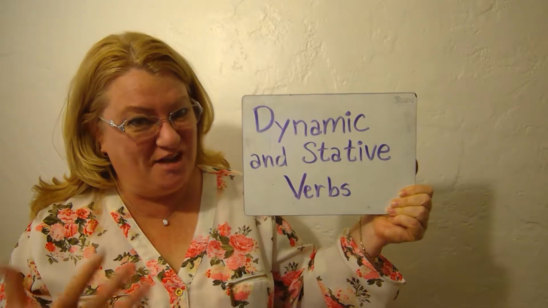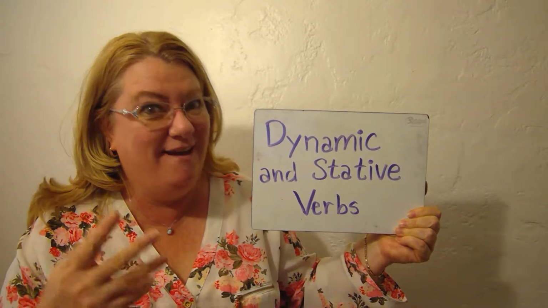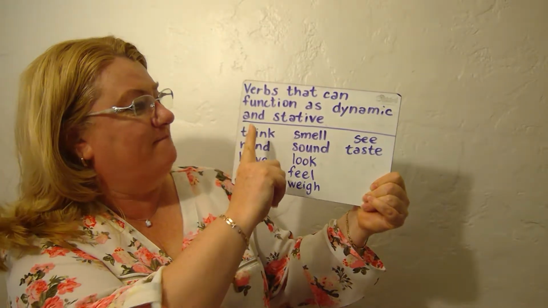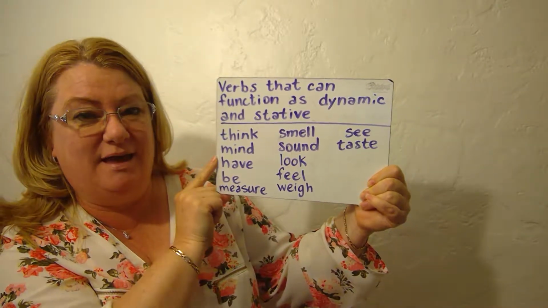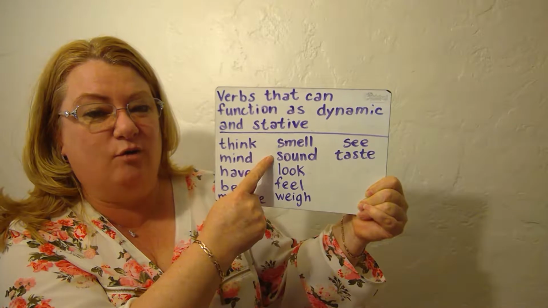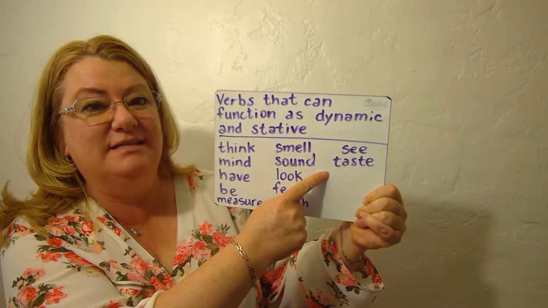Well, let's continue with the next part of our dynamic and stative verbs, in that we actually have verbs that can do both. Sounds interesting, but how they're being used determines if it's dynamic or stative. Here are some common verbs that can be used as both because they can function as dynamic and as stative: think, mind, have, be, measure, smell, sound, look, feel, weigh, see, and taste. These verbs can function as both depending on how they're used in the sentence.